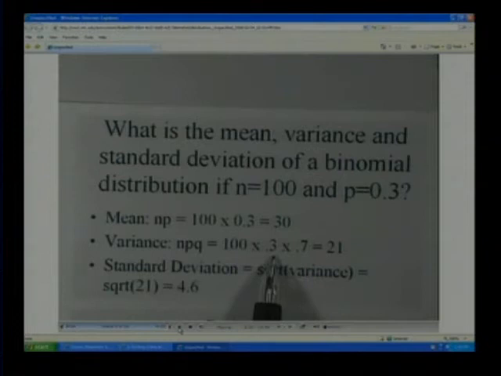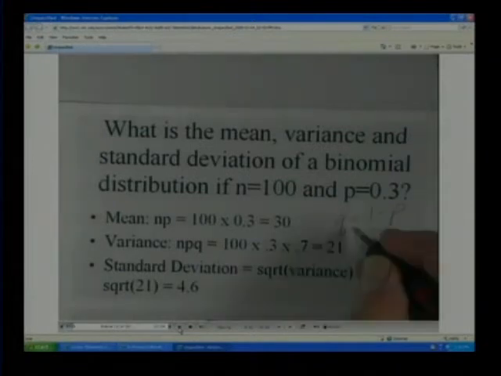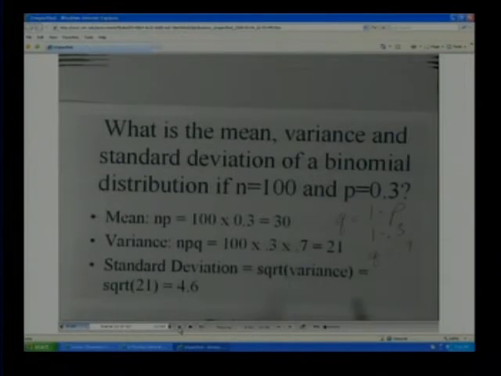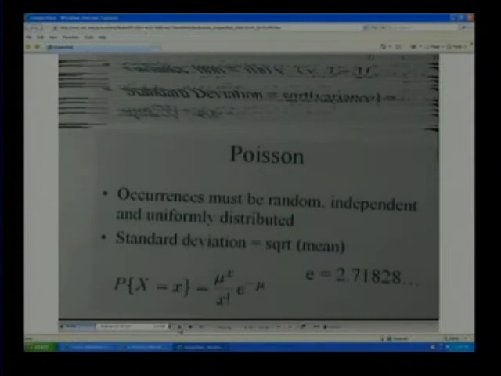Okay, where does 0.7 come from? Remember that Q is equal to 1 minus P. So since P is 0.3, 1 minus 0.3 tells us that Q is equal to 0.7, which is what we have here. And then if we wanted to calculate the standard deviation, that's going to be the square root of the variance. The square root of 21 is 4.6.